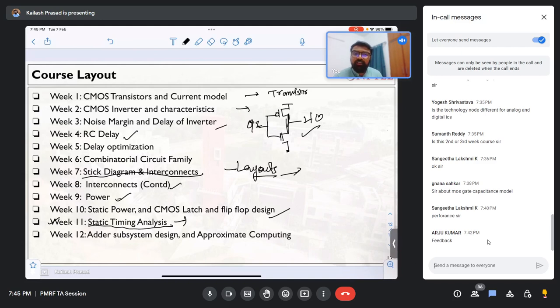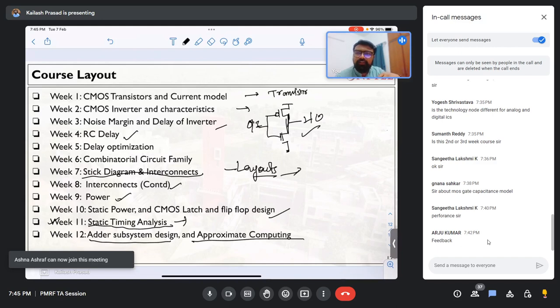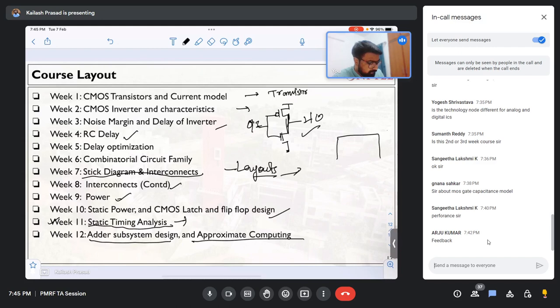Okay, then we will use whatever knowledge we have gathered over week 11 to design a larger subsystem like an adder, and then we will be discussing what we call approximate computing. Approximate computing is one of the paradigms used to design energy efficient systems. I will just simply give you an example of approximate computing. If you see this particular area, what color is it? I think it is yellowish.